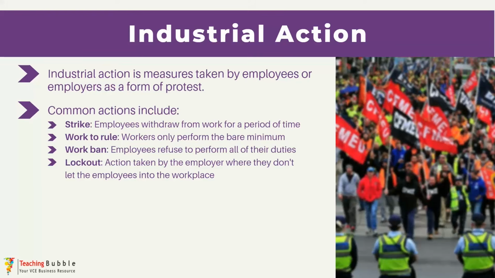Some common forms of industrial action are strikes, where the employees withdraw themselves from completing work for a period of time. There's a work to rule, where the employees only carry out the tasks in their job description and don't go above and beyond, only doing the minimum that's required. There are work bans, where the employees refuse to perform all of their duties. And then there's a lockout, which is the most common form of action taken by an employer, where they lock out the employees so they're unable to attend work. That's often in response to industrial action taken by the employees.